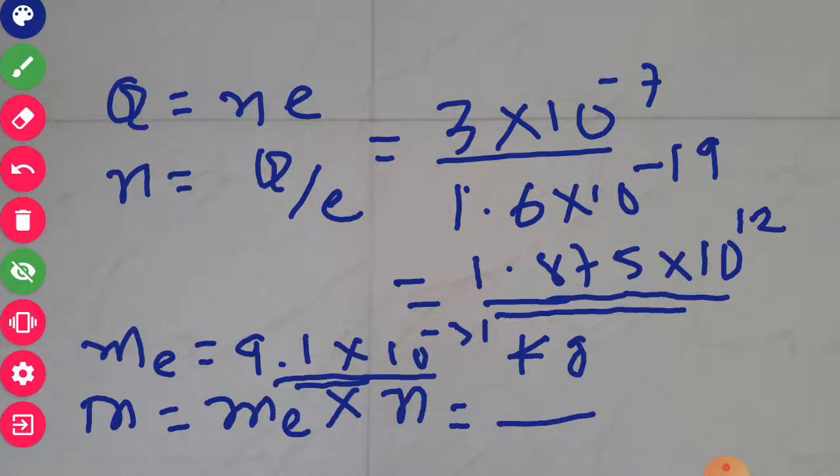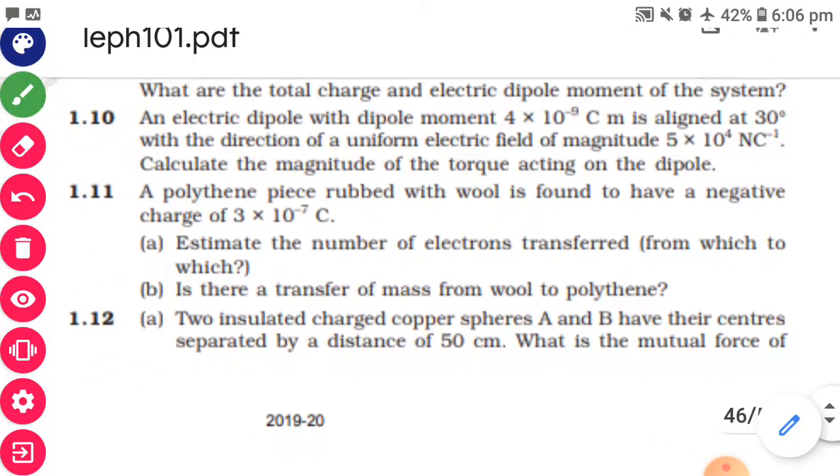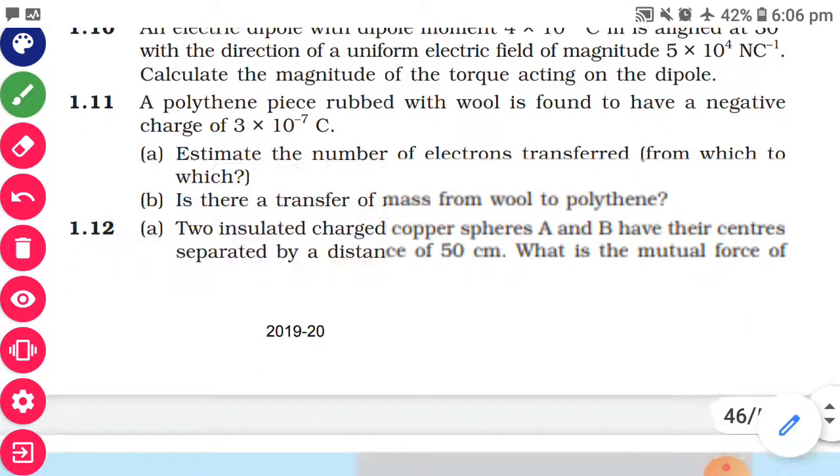So the answer you are getting is 1.8 into 10 raised to minus 18 kg. This much mass will be transferred from wool to polyethylene. Now we go for the next one, the 12th one.